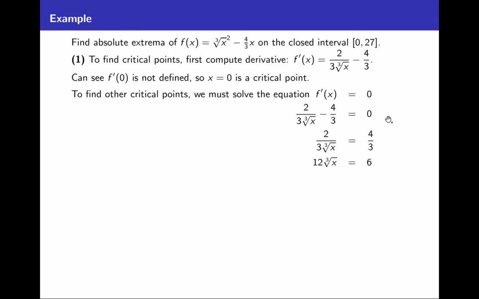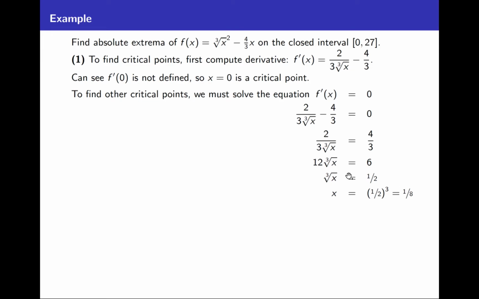We get 12 cube root of x equals 6. We could then divide both sides by 12. Cube root of x equals 1/2. And at this point, we just cube both sides of that to get x equals 1/2 cubed, which is 1/8.